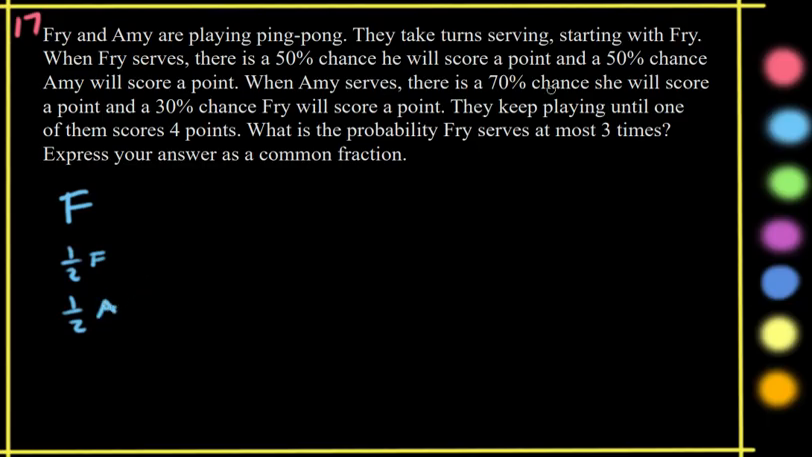And when Amy serves, there's a 70% chance that she will score. Okay, so when Amy serves, 70% chance she will score and a 30% chance Fry will score. So there's a 30%, we'll put 3/10 for Fry and 7/10 for Amy. This is a tough one.